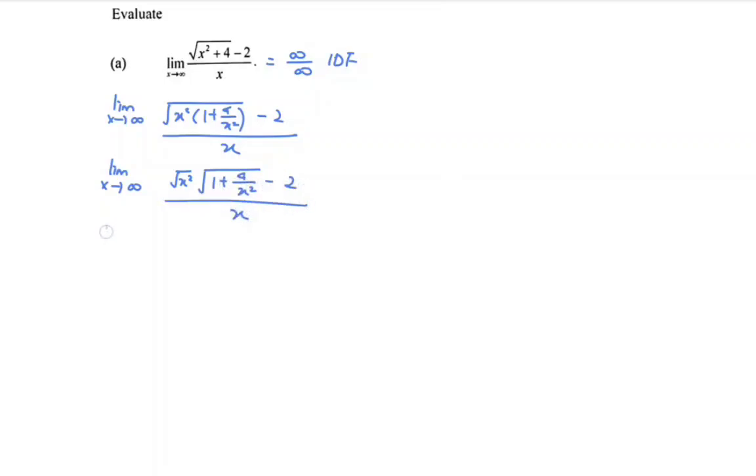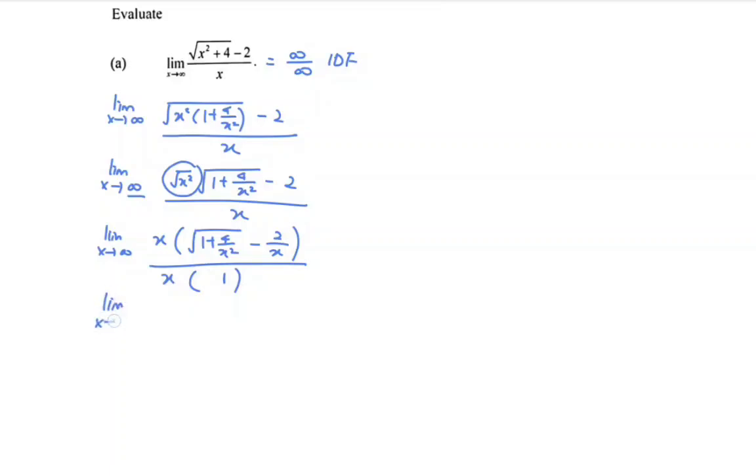Rewrite again. Do remember, factor out the x. So in here, we have the square root of x squared. As x approaches infinity, we can say that it will be x. So factor out the x, then here we have the square root of 1 plus 4 over x squared, minus 2 over x, over x times the 1. So kindly simplify.